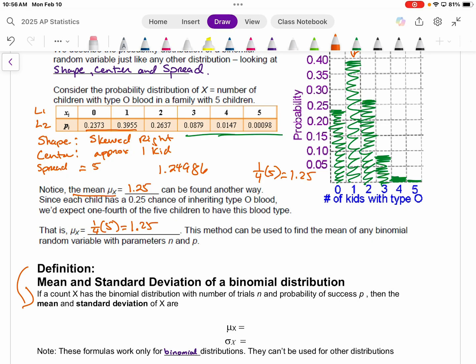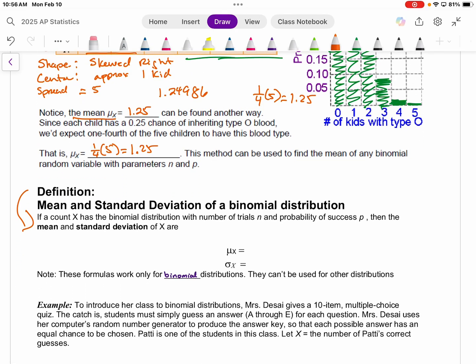Instead of having to type this stuff in and do that 1-var stat, because this is a small table. Sometimes we're given like 20 things. So that's what leads us here. If I want to find the mean of a binomial distribution, all I have to do is take my n value, my number of trials, and multiply it times p, the probability of success. That tells me what my expected value or my mean is. To find the standard deviation, it is the square root of n times p times 1 minus p.